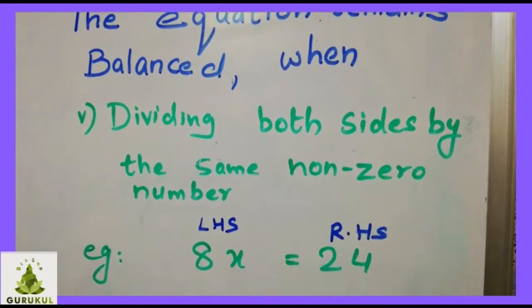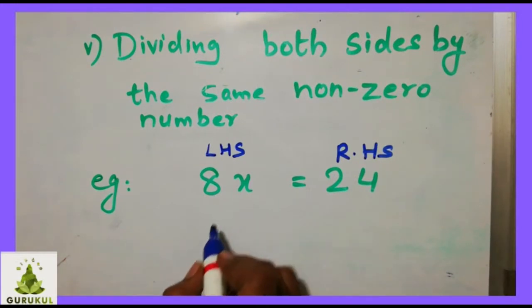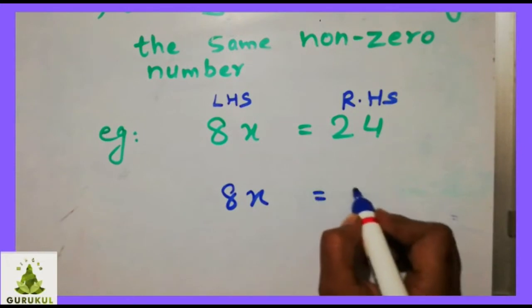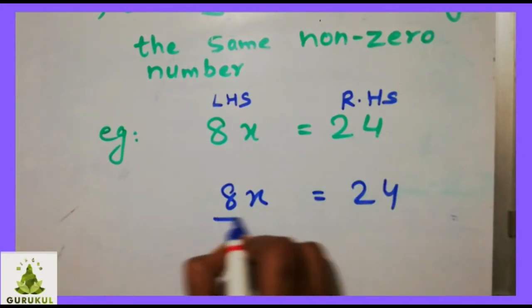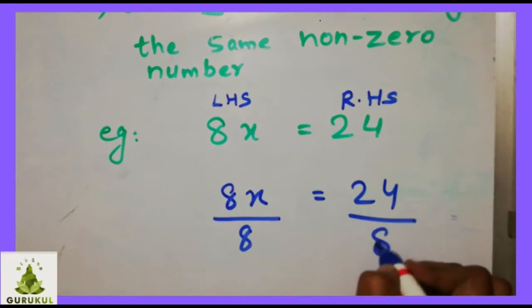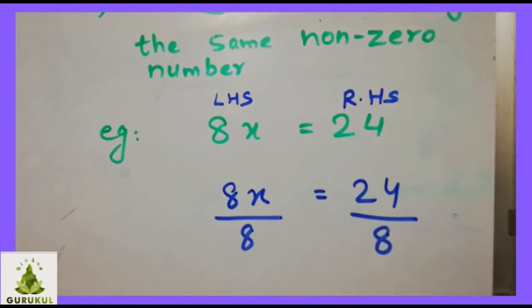Now, if I take these examples, here I have written 8x equals 24. Suppose I divide this by 8, I should divide here also by 8. The same operation I do on both the sides, so that the LHS and RHS remain balanced. Is that clear to you, dear? These points you should compulsorily remember for further solving of the problems.